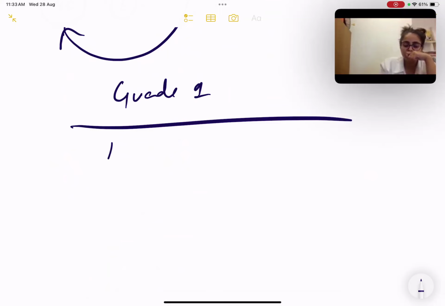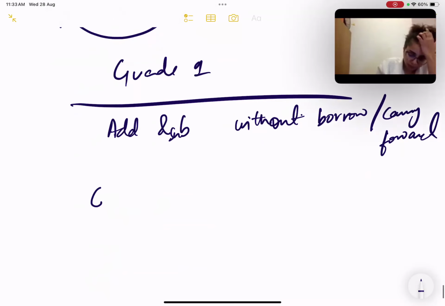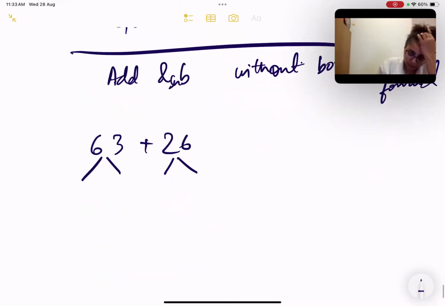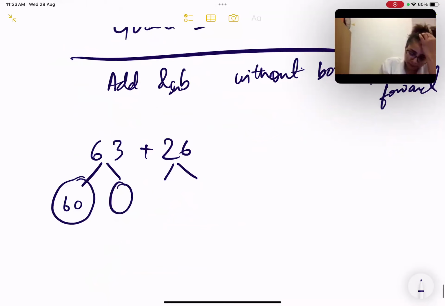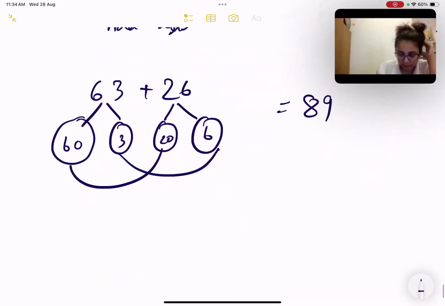They need to know addition and subtraction without borrowing or without carry forward. So now 63 plus 26, ask them to divide. These are the step-by-step way, as I have mentioned. This becomes a 20 and 6. Add the tens, add the ones. 89. Practice 100% is required.